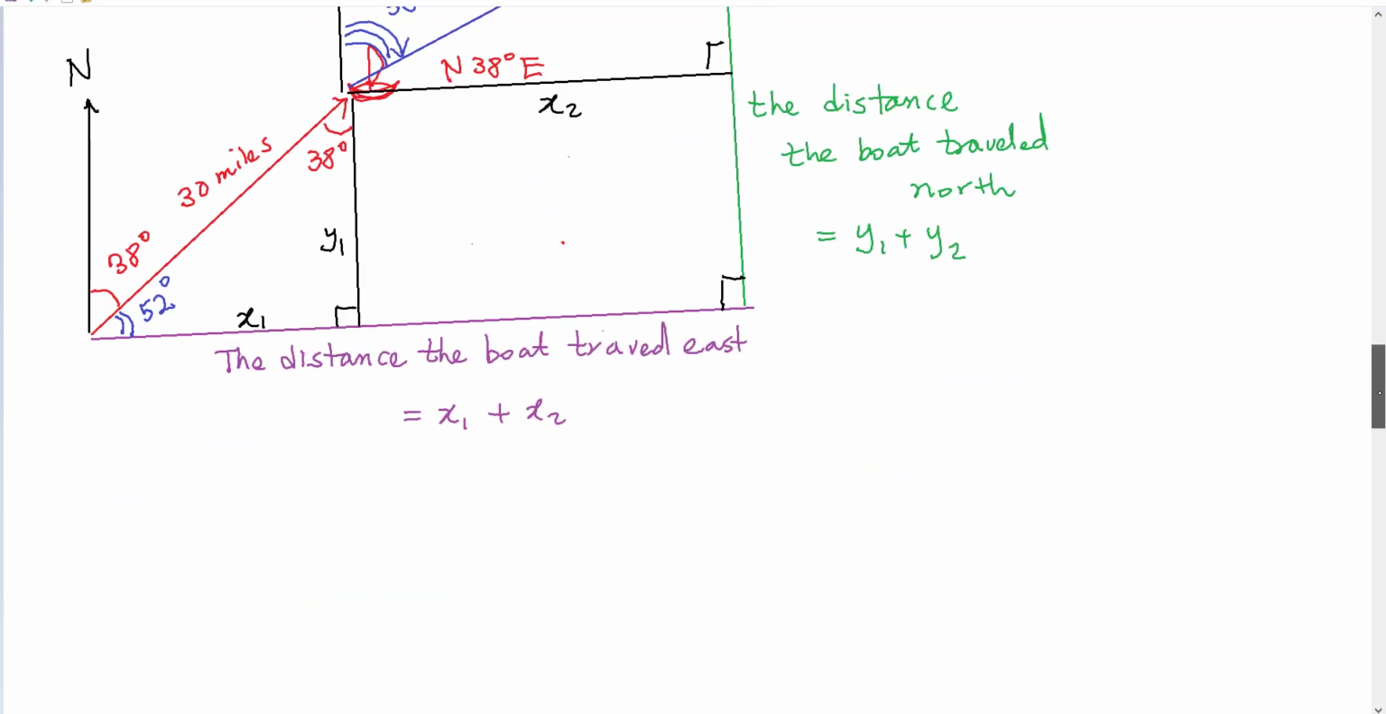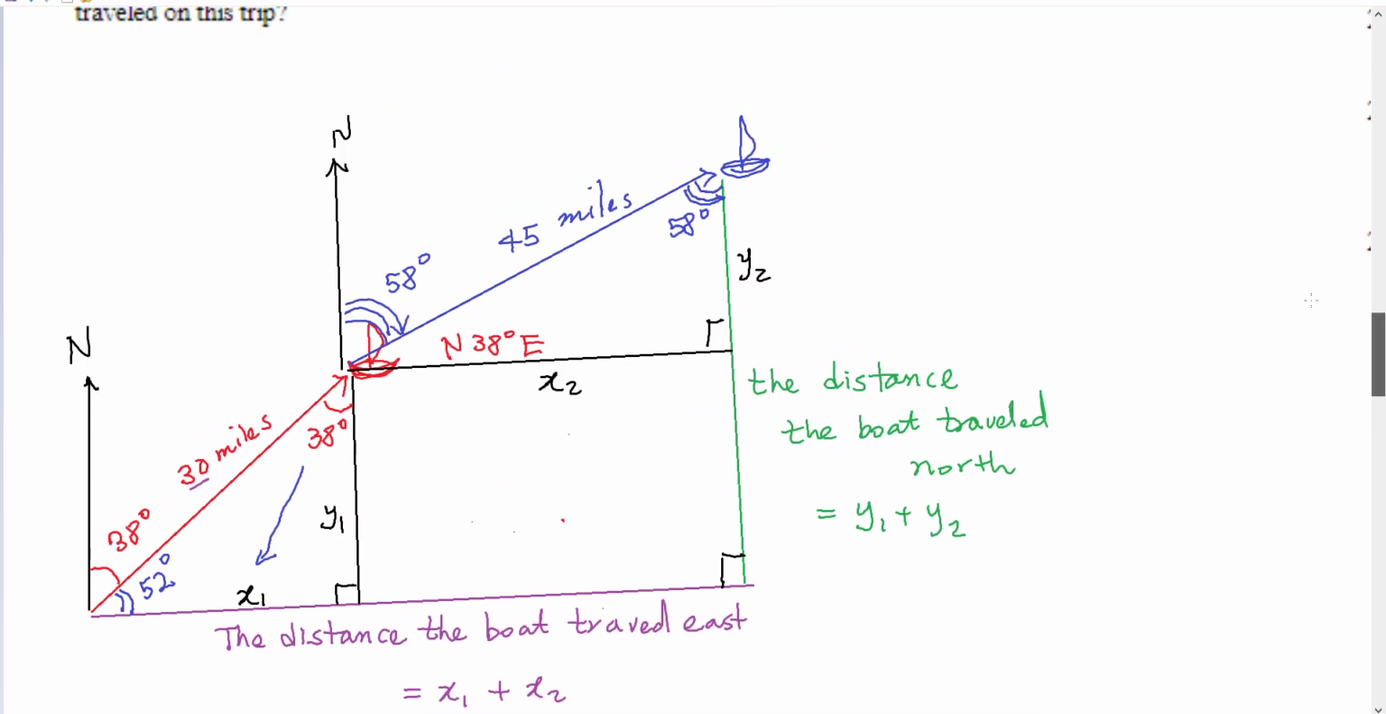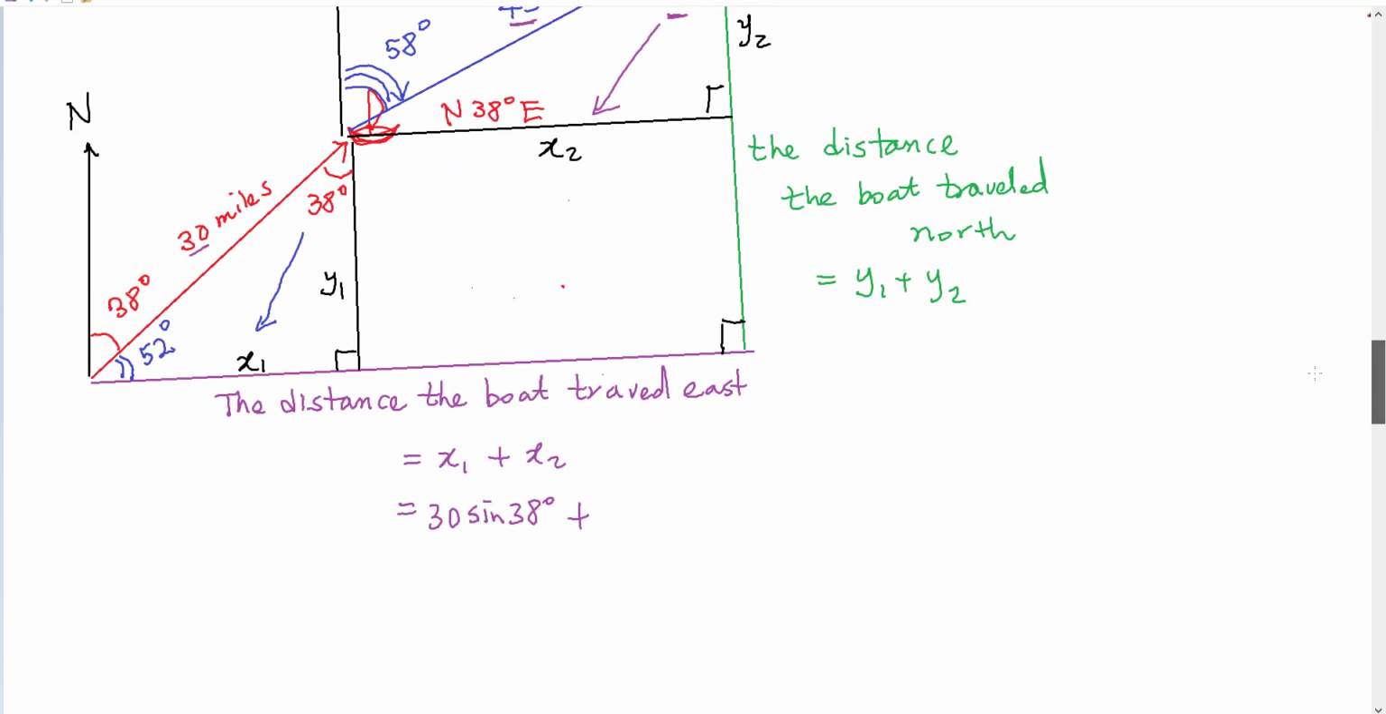So you see x1 is opposite of 38 degrees. So x1 should be equal to the hypotenuse, which is 30, times the sine of 38 degrees. Now x2 is opposite of 58 degrees. So that means the hypotenuse times the sine of 58 degrees is x2.